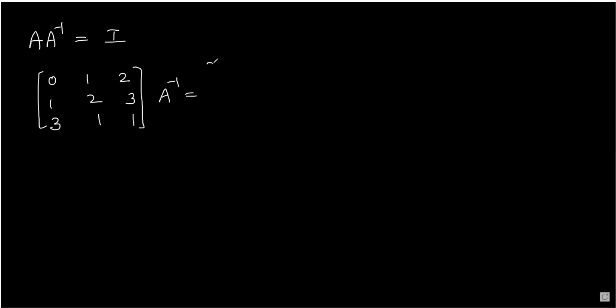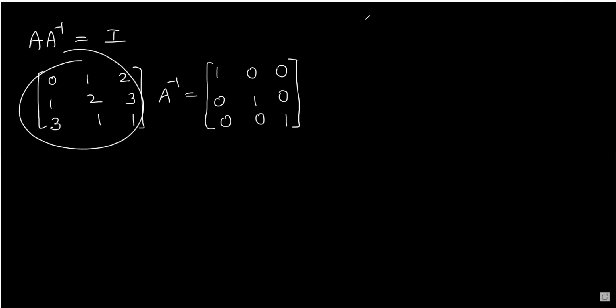So you will write A into A inverse equals to I. So what is A here? A is 0, 1, 2, 1, 2, 3, 3, 1, 1 into A inverse equals to I, which is 1, 0, 0, 0, 1, 0, 0, 0, 1. So as I said, our aim is to change this into identity matrix by using row transformation.